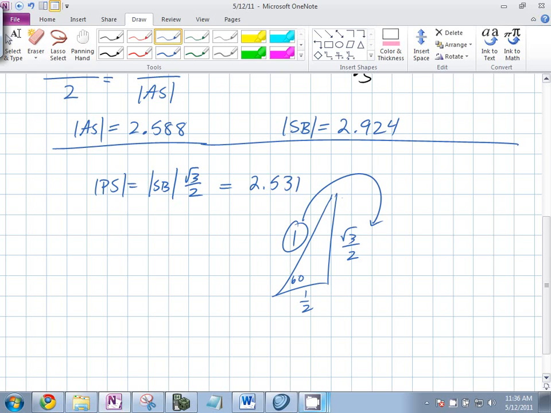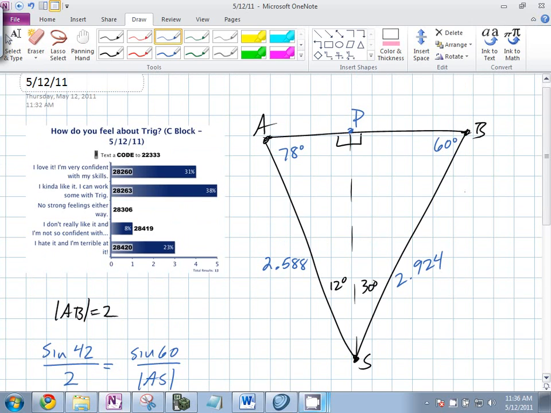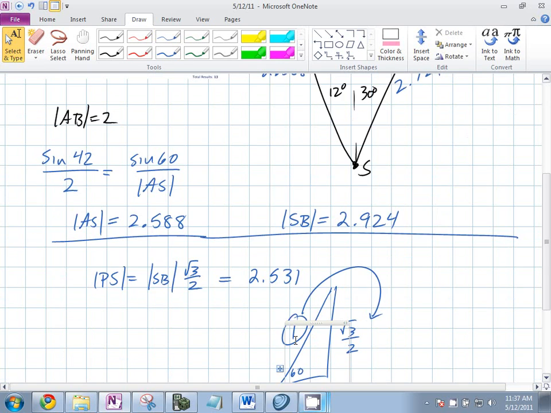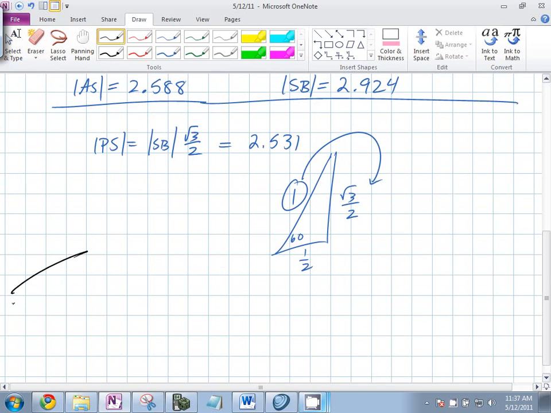Could you also have used the law of sines or cosines? Sorry, could you use the law of sines to do this? To find that distance? Yeah, sine of 60 over PS. You can use a lot of different things, but sine of 60 over PS, what's that going to equal? How about sine of 90 over 2.924? There's a lot of different ones. You can use the law of sines if you want to on this. You can. Are we okay with this question? Decent. Not bad.